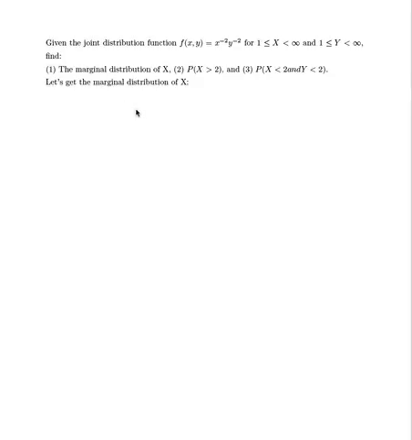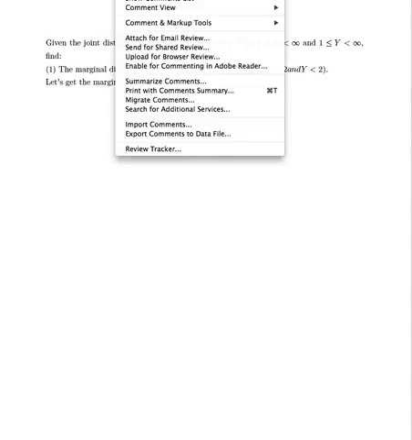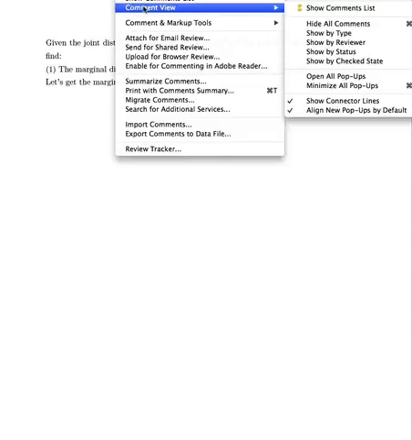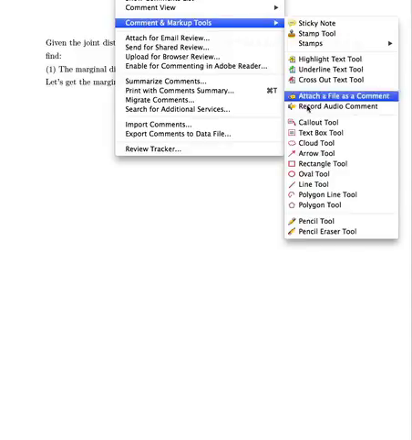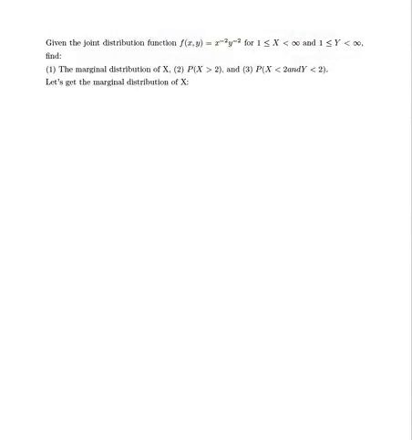So let's get the marginal distribution, shall we? This will be just so exciting I can almost not stand it. Hold on. Aha. Let me do this.